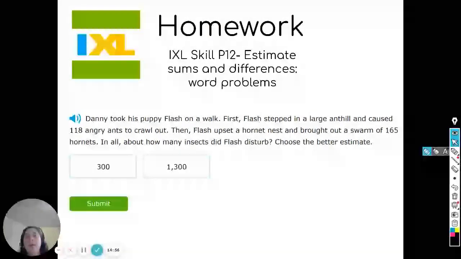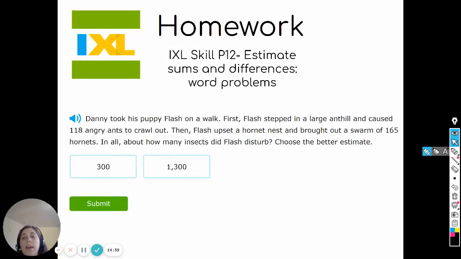Okay, so now we are at the part where you are going to be working on your homework alone. It's IXL skill P12, estimate sums and differences word problems. Okay, so it's going to give you different word problems. First, you'll have to figure out if you're adding or subtracting, and then you'll have to do your rounding. Okay, so this one, it doesn't tell you what to round here, but you can see that it's got 2 zeros. Okay, so we know it's rounded to the nearest hundred. So this one would be rounding to the nearest hundreds. If your number ends in just 1 zero, then you know you would be rounding to the nearest 10.